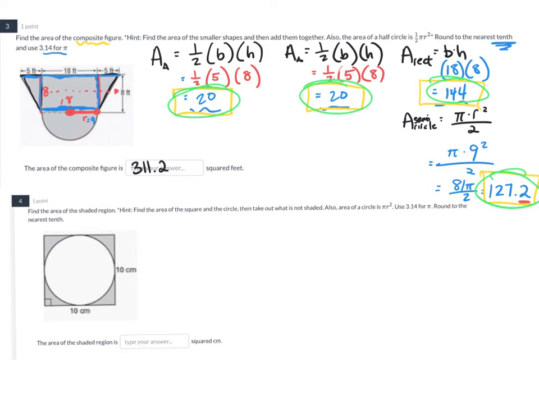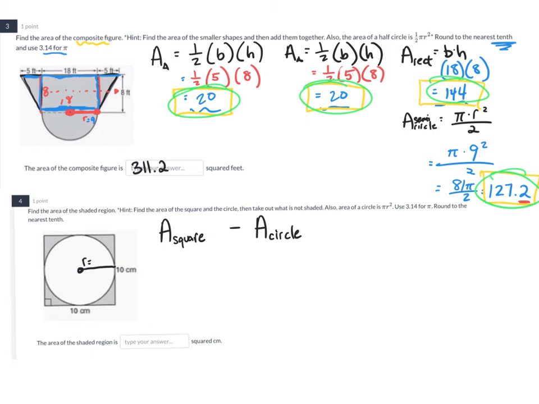All right, flying through this. It's so much fun. In this one, I've got a square that's shaded, and then I have a circle that's unshaded. So since the circle is unshaded, I need to do some subtraction. I'm going to have to subtract the area of the circle. So I'm going to do the area of the square.